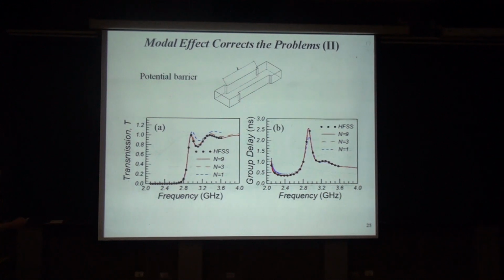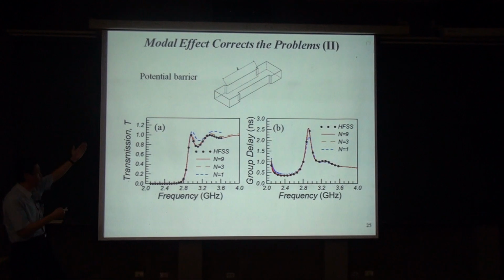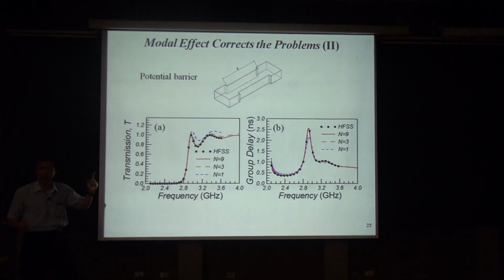How about the potential barrier case? Okay, it's the same. This is transmission. As we increase the mode, the accuracy will increase. At mode up to 9, it agrees with the simulations very well. But for the potential well, we need 21 modes. However, for the potential barrier, we need 9 modes.